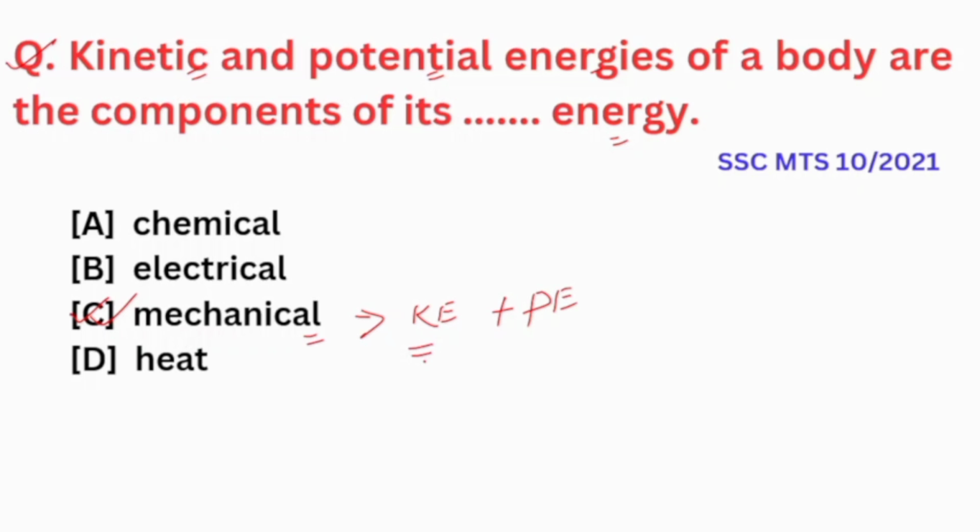And what is kinetic energy? Kinetic energy is the energy that a moving object has due to its motion. Okay. And what is potential energy? Potential energy is the energy stored in an object due to its position.